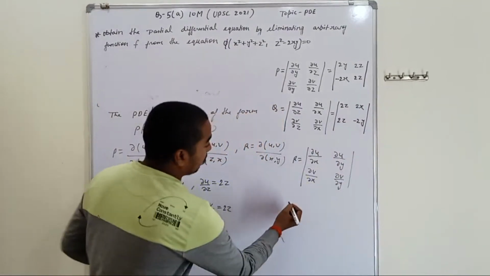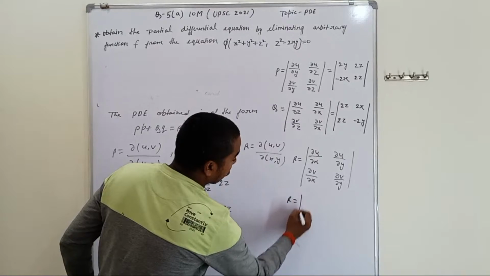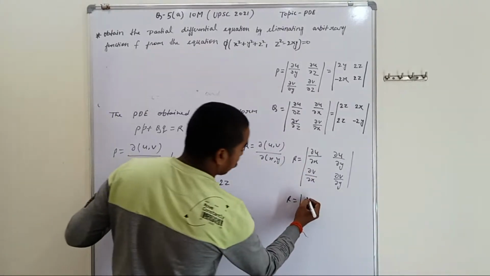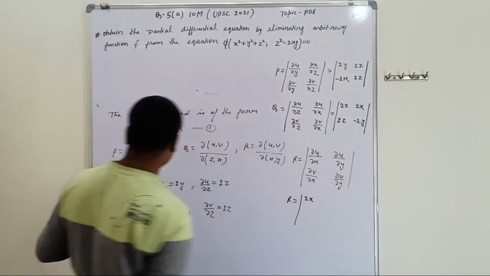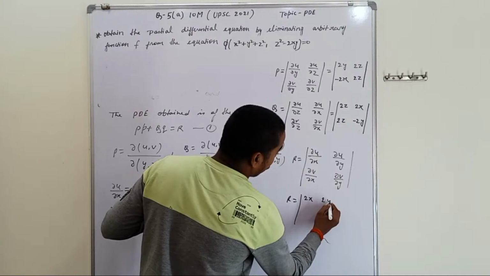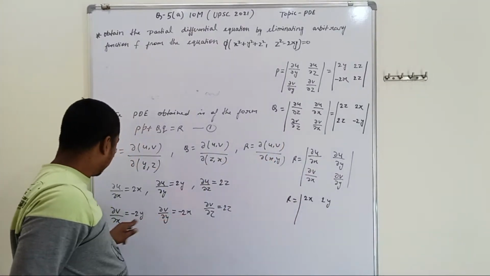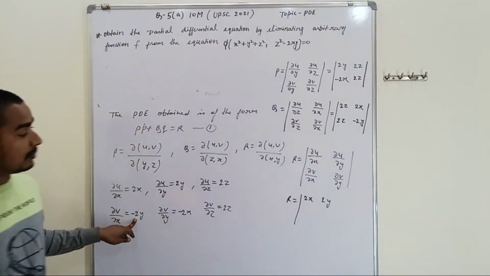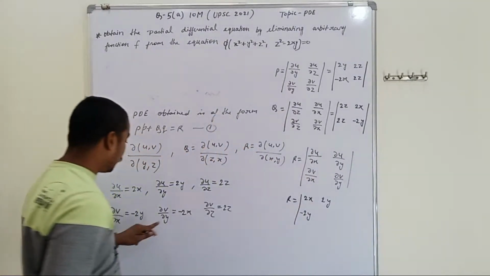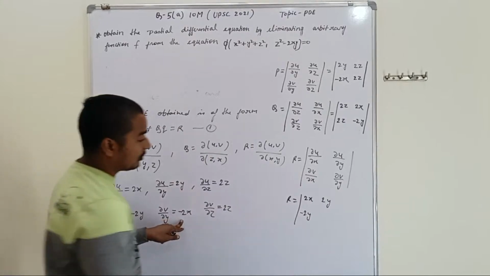We also put the same in the R determinant, that is del u upon del x is 2x and del u upon del y is 2y, and del v upon del x is minus 2y and del v upon del y is minus 2x.